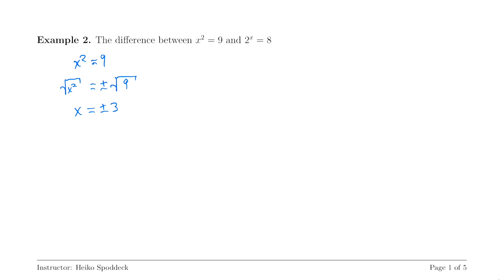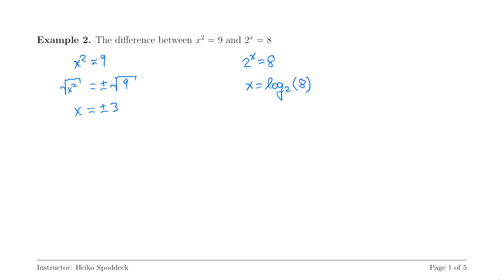Now on the other hand, when we have 2 to the x power equals 8, we had already learned when we talked about exponential functions that you can rewrite the 8 as 2 to the third power, and then from there we know that x equals 3. However, how do we do that with our newly found logarithm? We can simply rewrite that as x equals logarithm to the base 2 of 8.